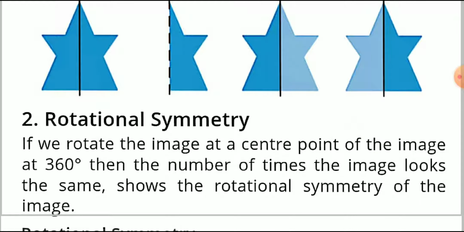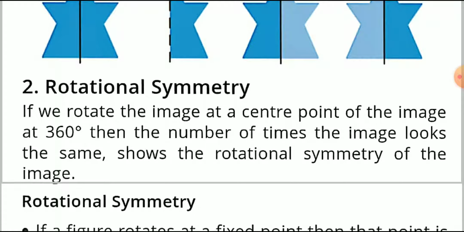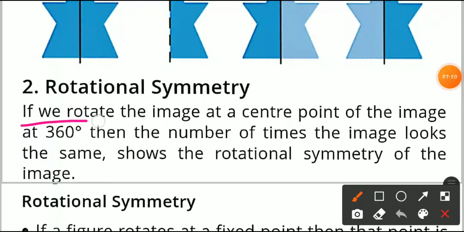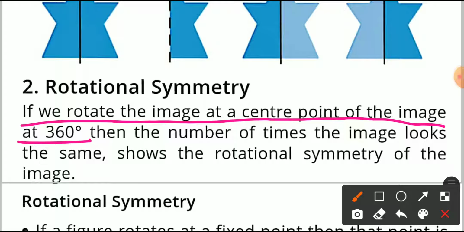Rotational symmetry. Rotational symmetry is new for you. If we rotate the image about a center point of the image through 360 degrees, then the number of times the image looks the same shows the rotational symmetry of the image. 360 degrees means you are going to rotate the figure like this. This is known as 360, one complete rotation.